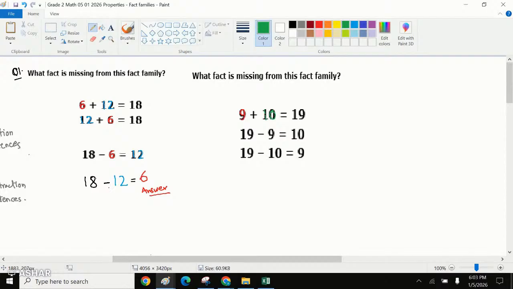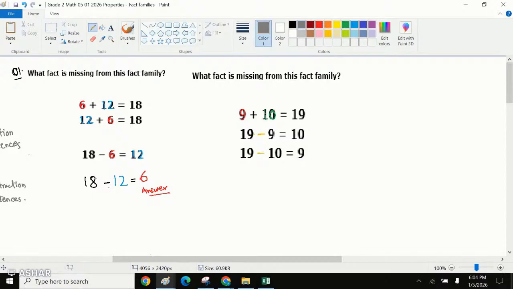Agreed? Hi, welcome to the class, everyone. What we are looking at is the fact families. If we're adding two numbers together, and we change the order of addition, it would still be the same, right? So what we are doing is looking at two addition statements and two subtraction statements. So one addition is given and two subtractions are given to us, right? So what we need to find is the missing addition statement, right?